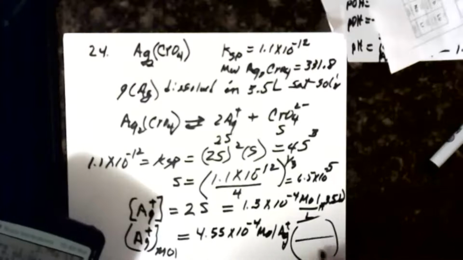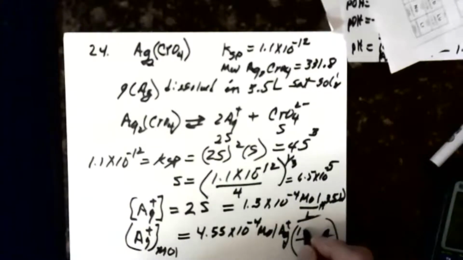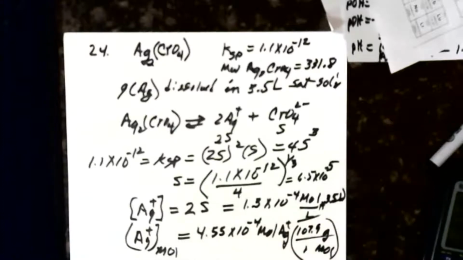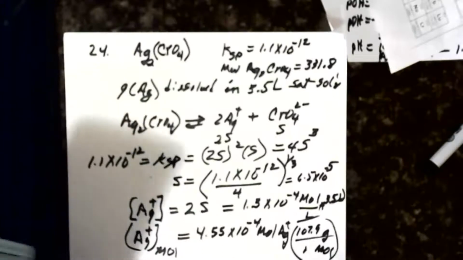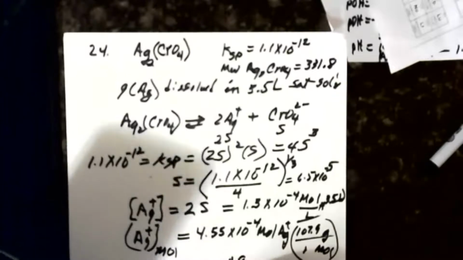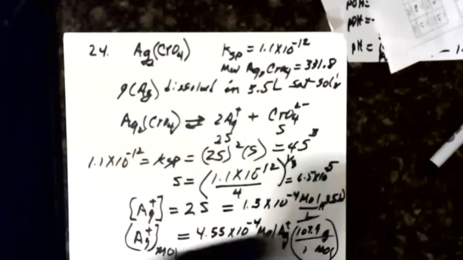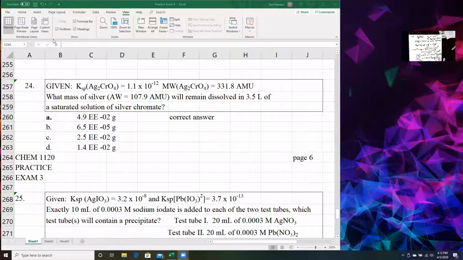Now, I want to convert the moles to grams. And the atomic weight of silver given in the problem is 107.9. So I'm going to take that answer now and multiply times 107.9. And I come out with 0.049 grams. And let's take a look and see what we got on the exam. Oh yeah, it's A. So A is calculated there.